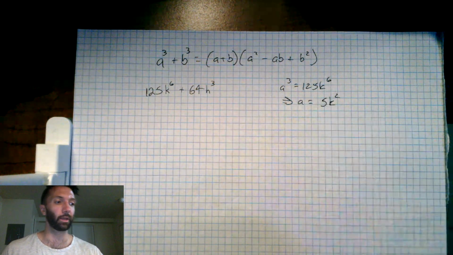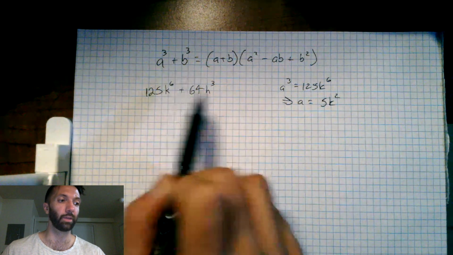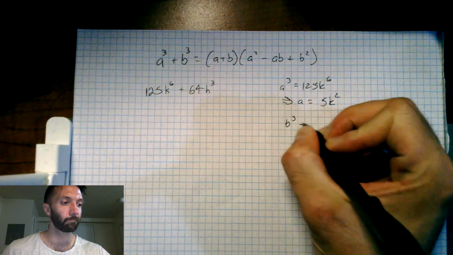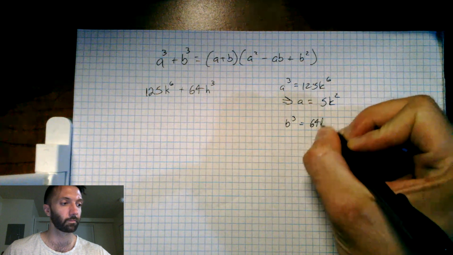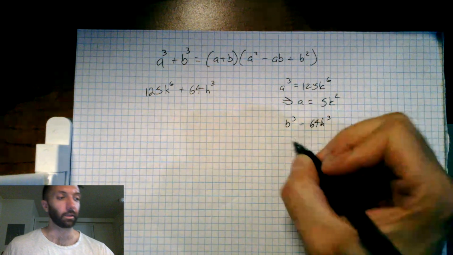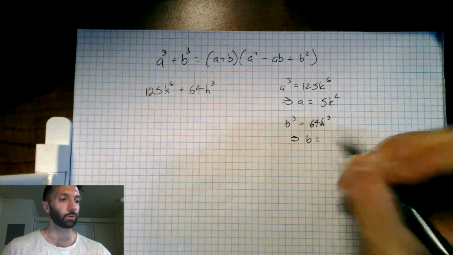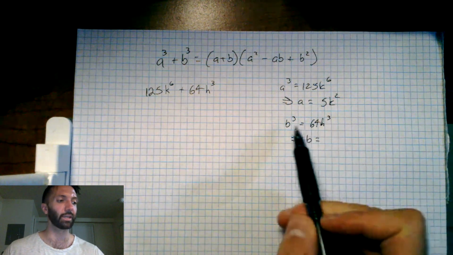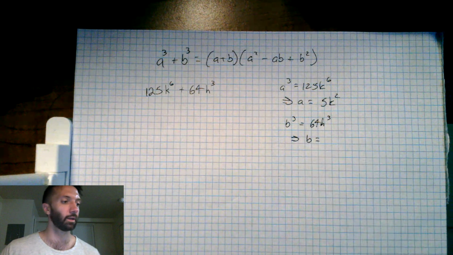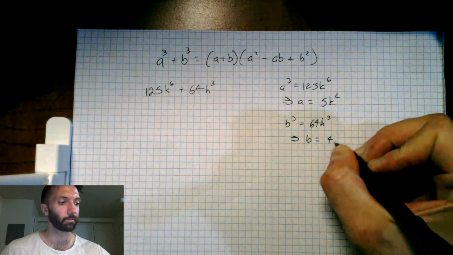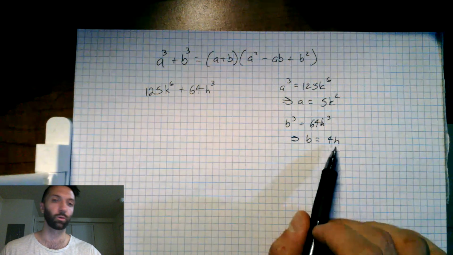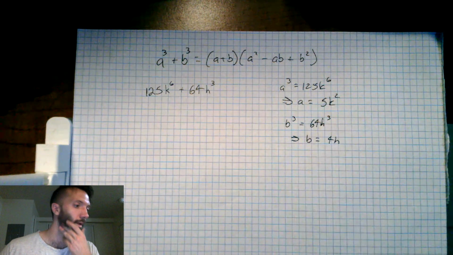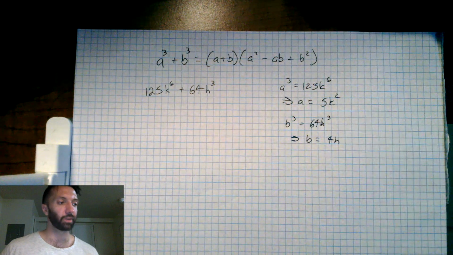So this is a, and now we're going to do the same thing but for b. We need to figure out what b is. So b cubed is 64h to the third. And again, taking the cube root of both sides, you get b by itself. Oh, I'm sorry, h, not b. Oh wait, no, I read that wrong. Okay, so this is b. By taking the cube root of both sides, you get b by itself. We're going to end up with 4h, because 4 times 4 times 4 is 64, and h times h times h is h to the third. So we have our a and b set up here.